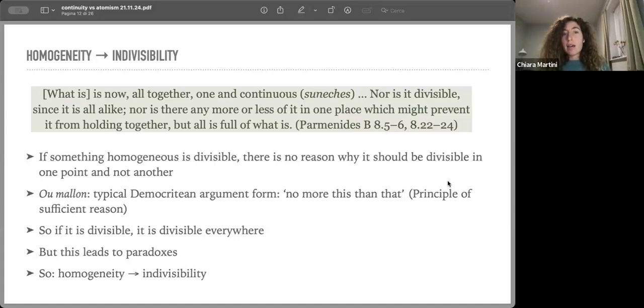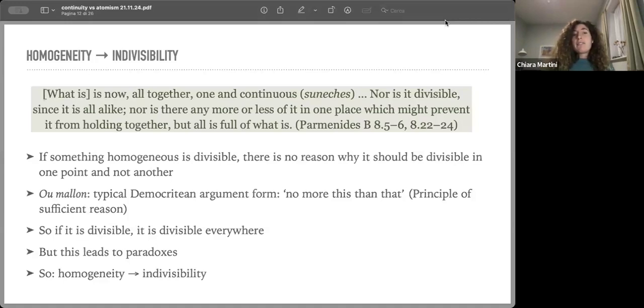He says, what is now altogether one and continuous. It is not divisible, since it is all alike, nor is there any more or less of it in one place, which might prevent it from holding together, but all is full of what is. So I put this quote here because I want to talk about what it means to divide something, and why that is problematic. Parmenides starts from the assumption that we have in front of us something that is one and continuous, that is to say, something that is homogeneous, that has no internal differences.